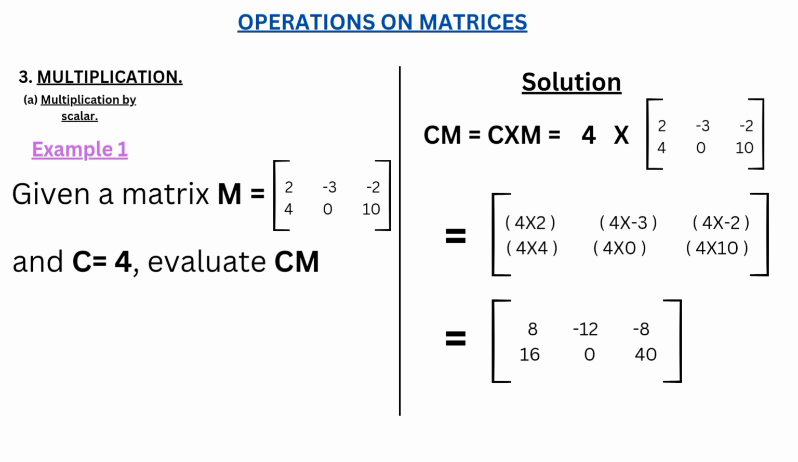So 4 times 2, 4 times -3, 4 times -2, 4 times 4, 4 times 0, 4 times 10. 4 times 2 is 8, 4 times -3 is -12, 4 times -2 is -8, 4 times 4 is 16, 4 times 0 is 0, 4 times 10 is 40. And we have our 2 by 3 matrix answer, which is 8, -12, -8, 16, 0, 40.